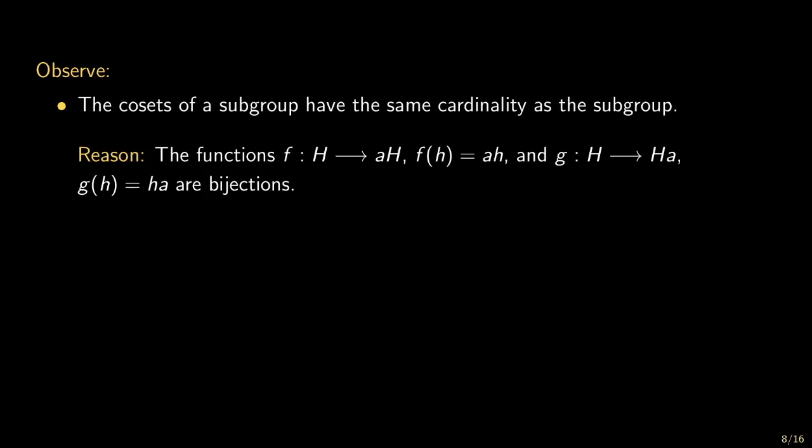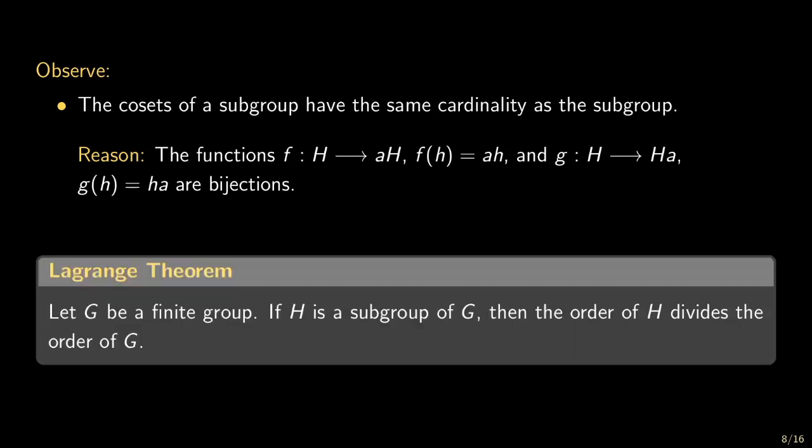Ano ba? Ba't siya 1 to 1? Kasi kapag meron akong f of h1 equals f of h2, that means to say ah1 equals ah2. But we are in a group. There's a left cancellation law. LCL now guarantees that h1 is h2. Obviously, f is surjective or onto, so we're not going to check. Yung pagiging injective naman or 1 to 1 ng G dahil naman yun sa right cancellation law. Hence, ano ngayon ang consequence? In other words, the cosets will partition the group.